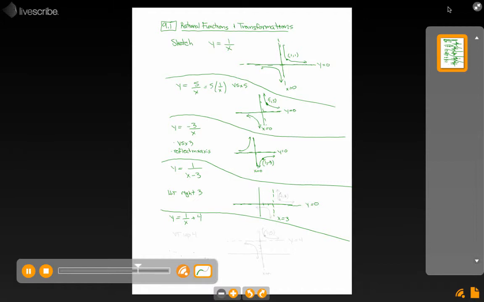The curve itself is going to be the same shape and size as the original that we had at the top of the page. This point that was (1, 1) is now (4, 1). Move it to the right. (4, 1). And you have the new graph.